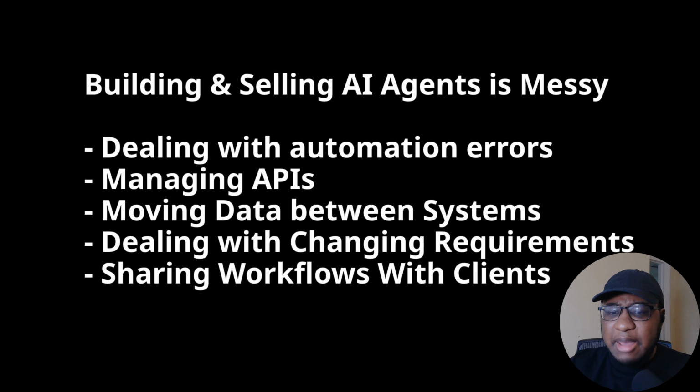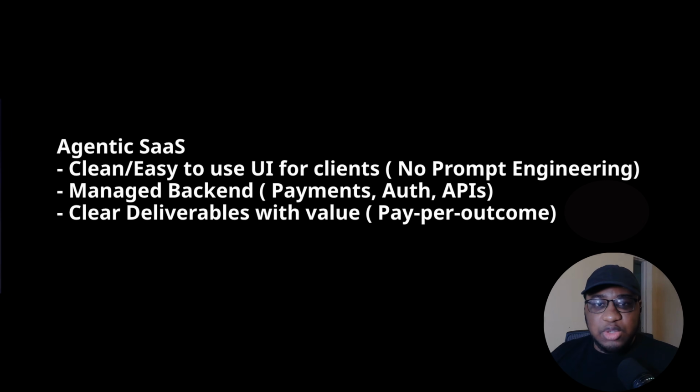And so how am I actually addressing these problems? To be honest, I haven't found a good way to do it within the agency model when you're doing AI automations. And so I've been looking at really building out a product for myself that I can package up these workflows, package up these agents in a way that's really easy to use. And so the model I'm moving over to is called agentic SaaS.